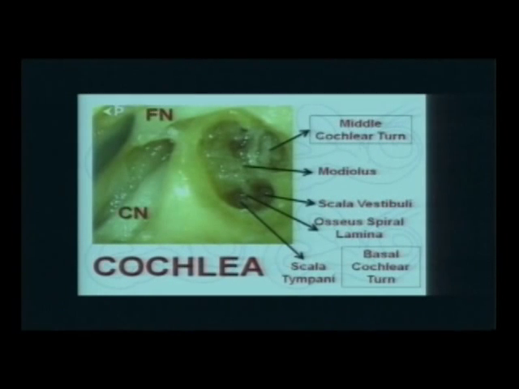Let's look into the cochlea. This is the modiolus. This is the scala tympani, the osseous spiral lamina. Above it, the scala vestibuli. The same thing, scala tympani and scala vestibuli in the middle cochlear turn.